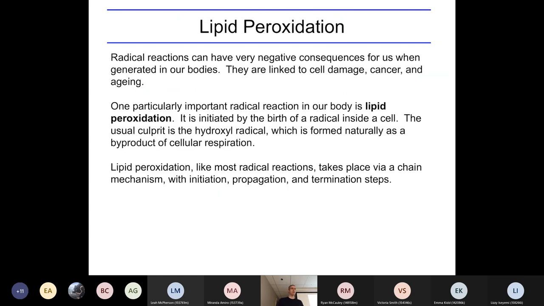The other application of radicals, which is negative, is called lipid peroxidation. It's a radical mechanism that takes place in our cells. Lipid peroxidation is a reaction that happens to our lipid membranes, and it results from radicals that are naturally formed inside of our cells as a result of cellular respiration. Cellular respiration, of course, is the biochemical process that converts carbohydrates and other fuel sources into energy in the form of ATP. It can leak out.